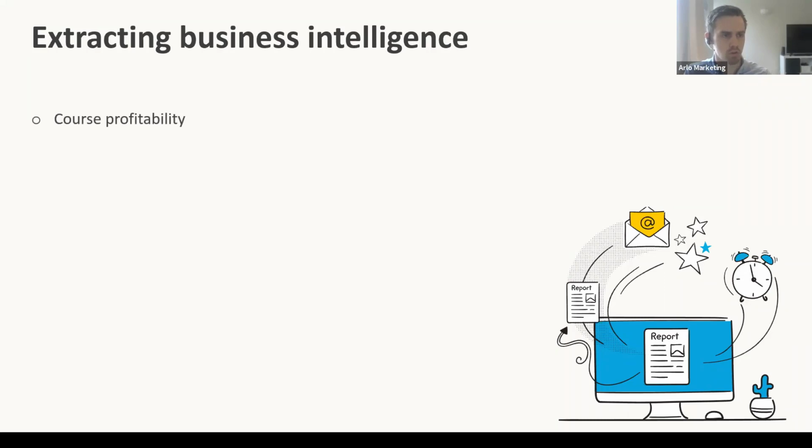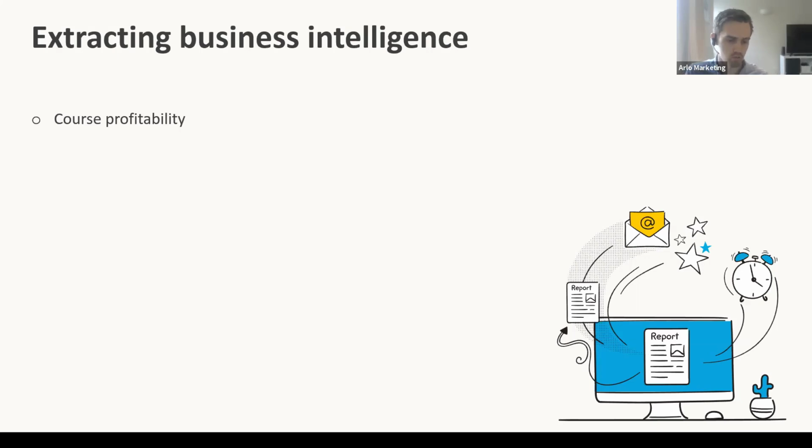The first one is course profitability. So Nick's shown you the performance report a bit earlier on, which does a really good job of showing you how much revenue each course is bringing in. But that's sort of only half the picture. What you don't have in that report is obviously information about what it's costing you to run the course, and therefore is that course profitable overall.